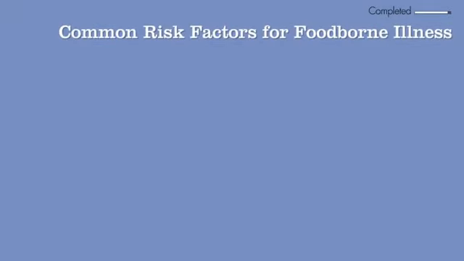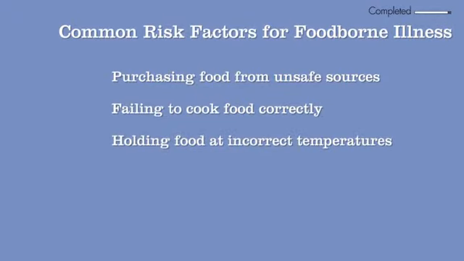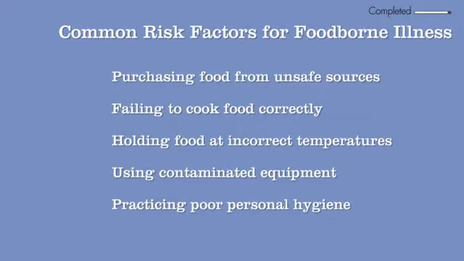Earlier, you learned that there are 5 common risk factors for foodborne illness: purchasing food from unsafe sources, failing to cook food correctly, holding food at incorrect temperatures, using contaminated equipment, and practicing poor personal hygiene.